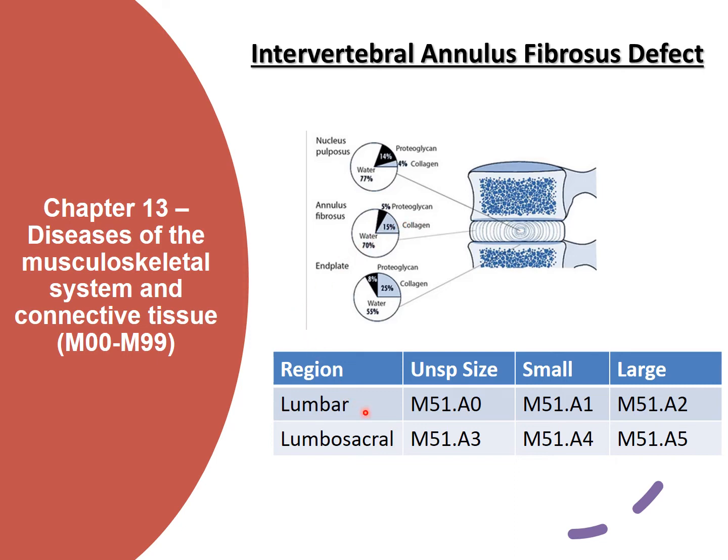Coming to the codes. For the lumbar region, for unspecified defect size, the code is M51.A0. For small defect, the code is M51.A1. For large defect, the code is M51.A2. For lumbosacral region, for unspecified size of the defect, the code is M51.A3. For small defect, the code is M51.A4, and for large defect, the code is M51.A5.